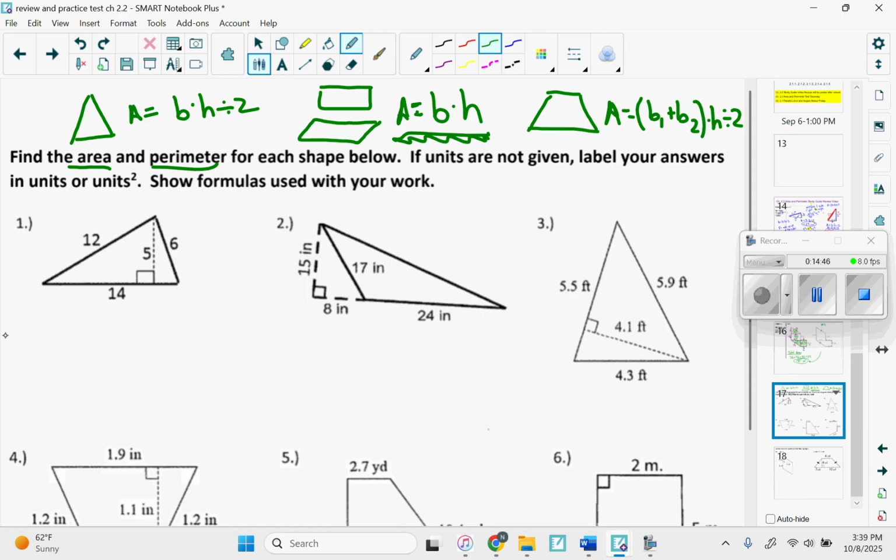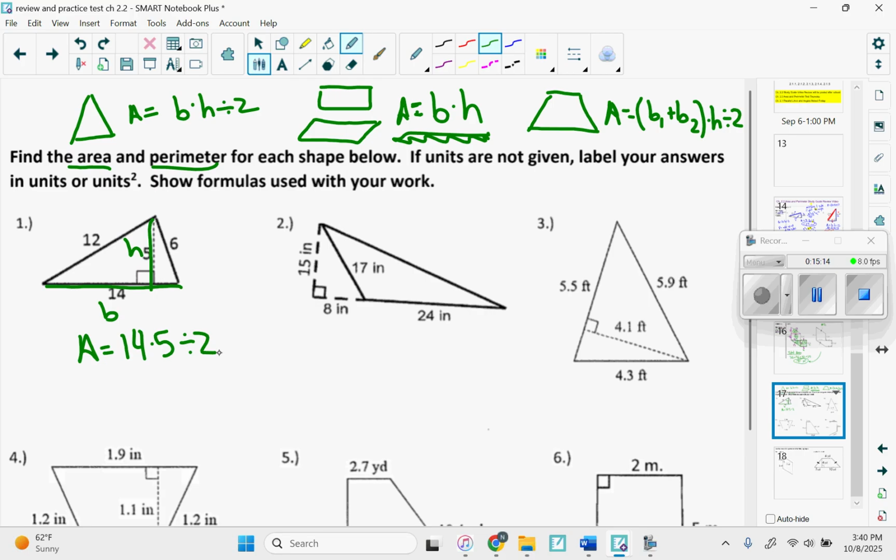So on our first one, we have a triangle. Base and height are always at a right angle to each other. So I trace where the right angle is. So that means 14 is the base and 5 is the height. So, pretty easy then to plug those into your formula for a triangle. 14 times 5 divided by 2, and you can get the answer with your calculator.